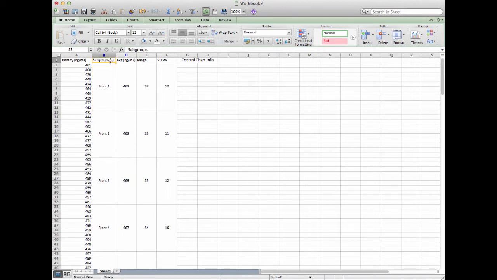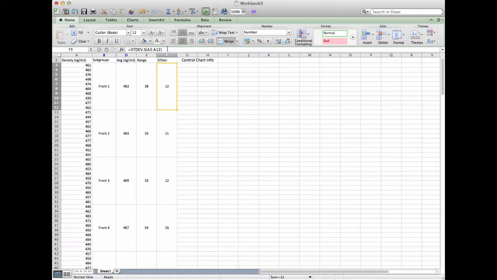Essentially, it's the location along the production line that the sample was taken, so a fairly logical division of subgroups. And in column D, I've calculated the average density for each subgroup, the range of each subgroup, and then finally the standard deviation of each individual subgroup. It's important to note here that the standard deviation of this subgroup is just a simple formula.